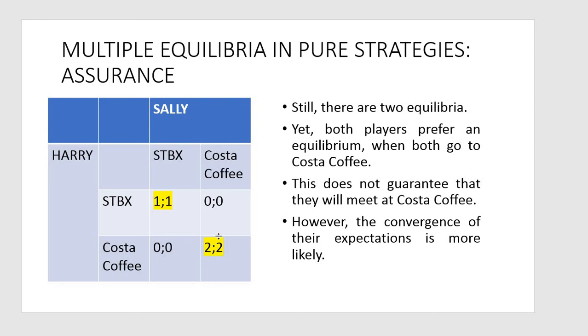having this element, when both players know that each of them likes Costa Coffee more than Starbucks, might create some convergence of their expectations, just increase probability of their meeting slightly. Although, again, I would like to reinforce this, formally there are still two Nash equilibria and no certainty about the actual outcome of this game.